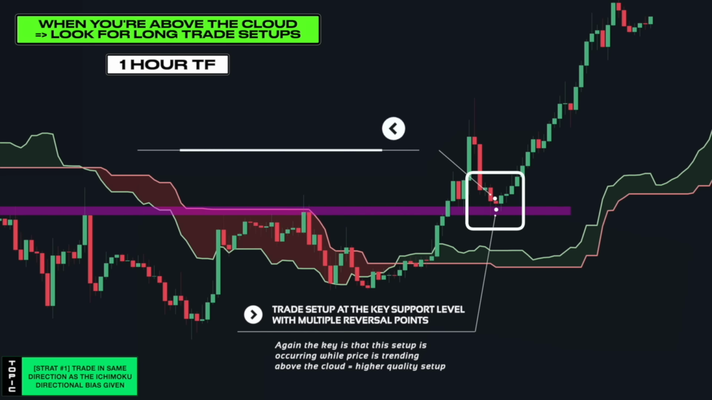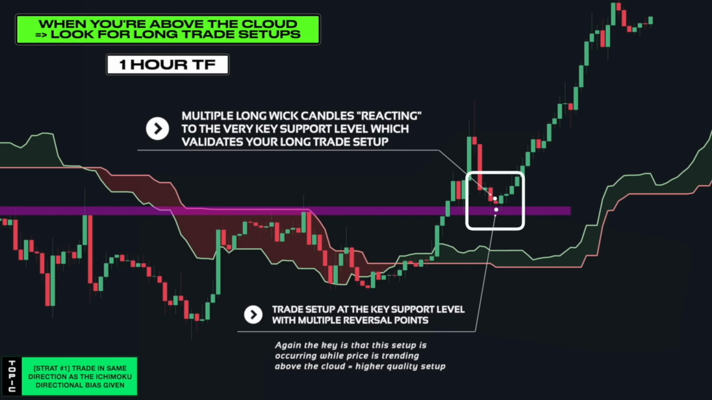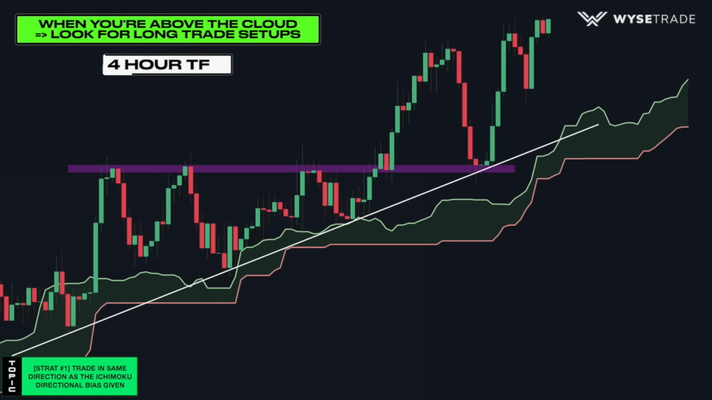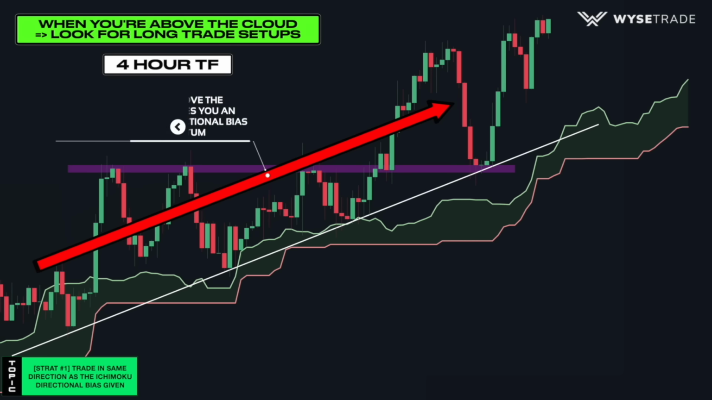You then had multiple long wick candles reacting to the level and failing to push through, giving you a validated long trade setup. You would then go to the very low timeframes and wait for a trend change confirmation before taking long entries. So let's show this again. This is the 4 hour time frame. Again, price is above the cloud, giving you a bullish upwards directional bias.